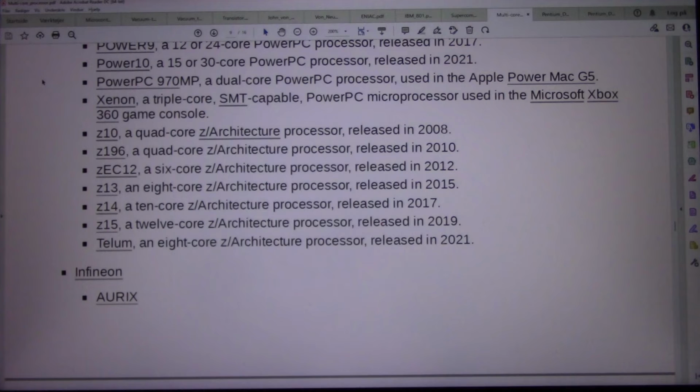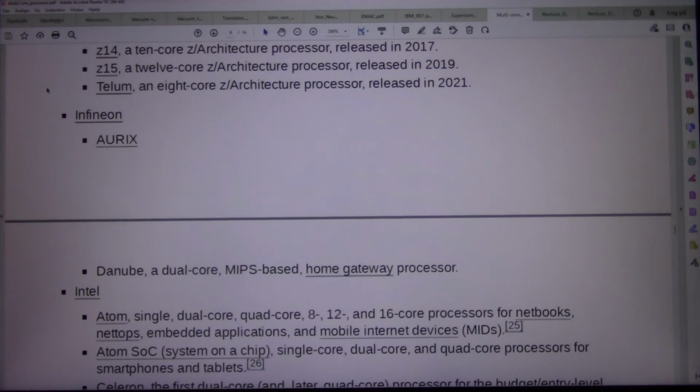z10, a quad-core z/Architecture processor, released in 2008. z196, a quad-core z/Architecture processor, released in 2010. zEC12, a 6-core z/Architecture processor, released in 2012. z13, an 8-core z/Architecture processor, released in 2015. z14, a 10-core z/Architecture processor, released in 2017. z15, a 12-core z/Architecture processor, released in 2019. Telum, an 8-core z/Architecture processor, released in 2021. Infineon AURIX.